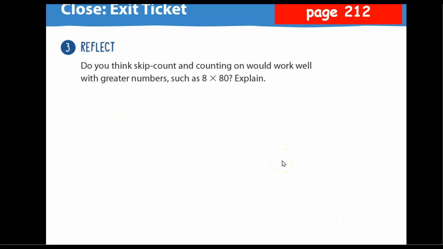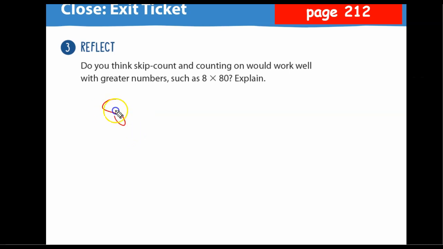So look at this one here. It says reflect. Do you think skip counting and counting on would work well with greater numbers such as 8 times 80? What do you think? I can skip count by 2s, by 10s, right? Or I can use the strategies that they showed us in the video.